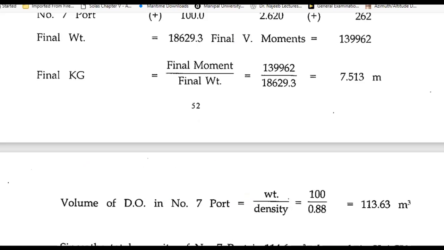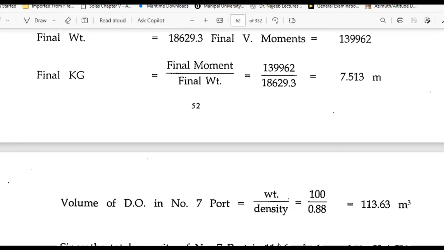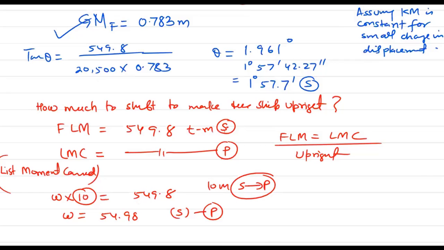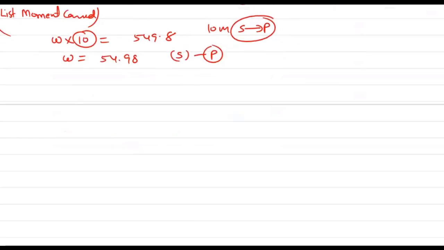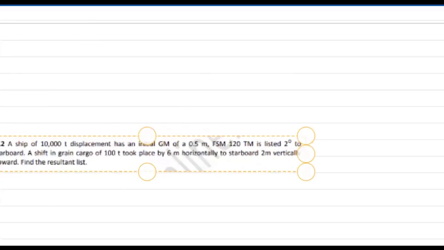The other questions are related to free surface, and that free surface topic we need to discuss in detail. But that's a simple thing actually. Let's solve this question.